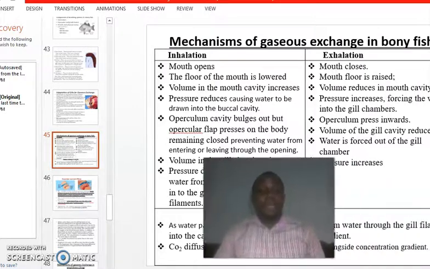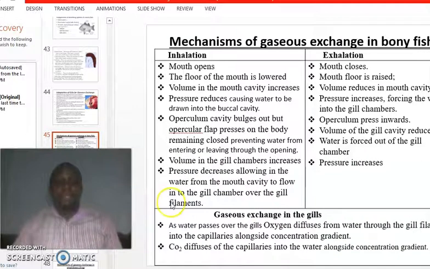So, as the water passes through the gills, gaseous exchange occurs in the gills. That is, as the water passes over the gills, oxygen, which is highly concentrated in the water, diffuses from the water through the gill filaments into the blood capillaries along the concentration gradient.